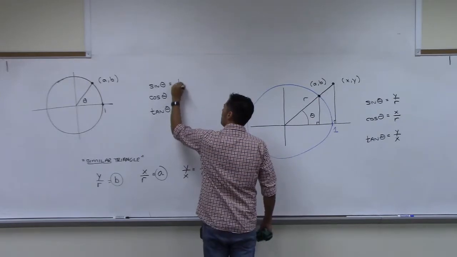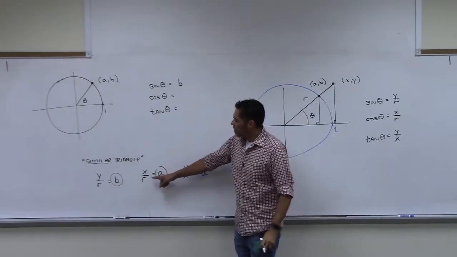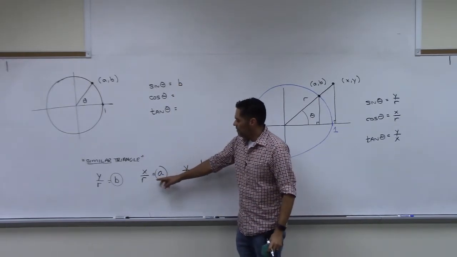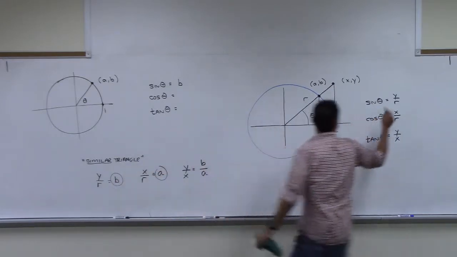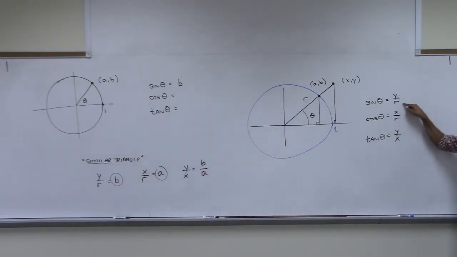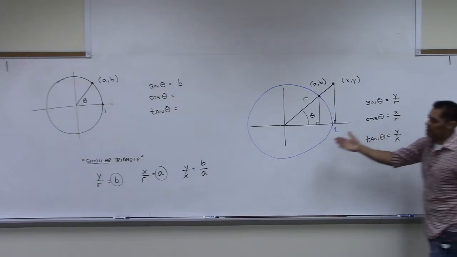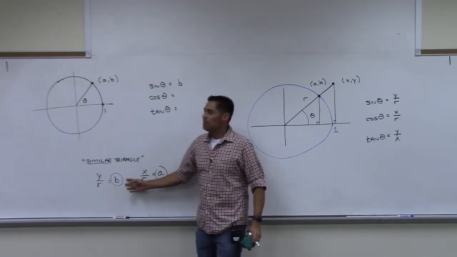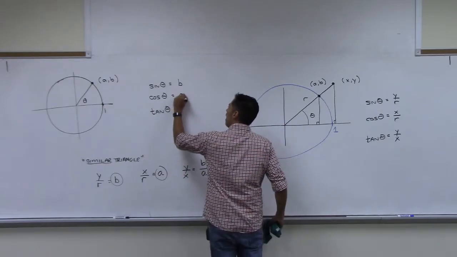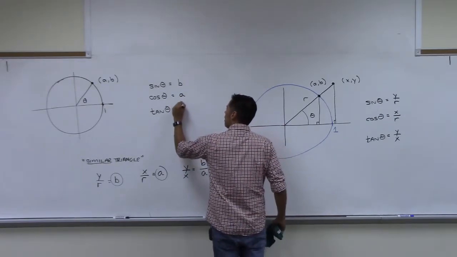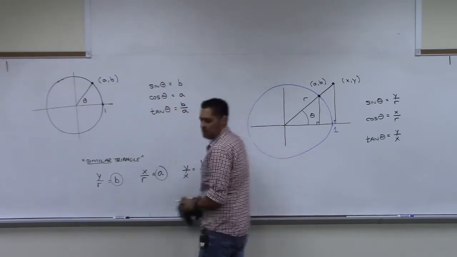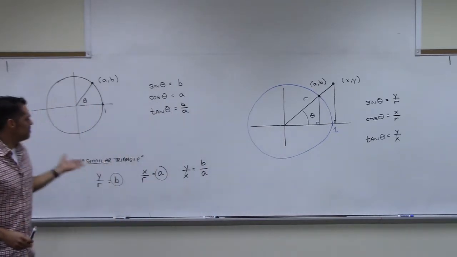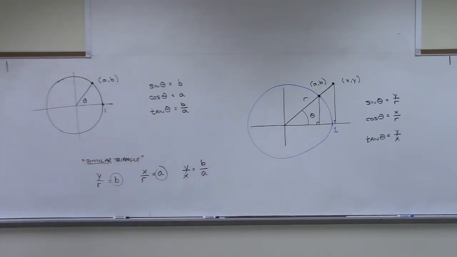Sine of theta is B, right? Because the sine should be the y coordinate divided by the radius, but we already said that because those were similar triangles, that should just be B. Cosine of theta will be A, and tangent of theta is B over A. Now, it may not seem like we've done anything here, and I get that, but here's the way I want you to interpret this.